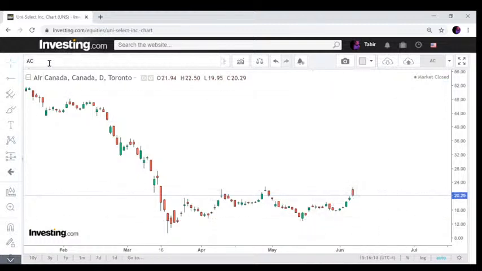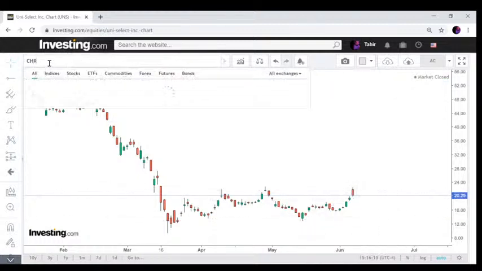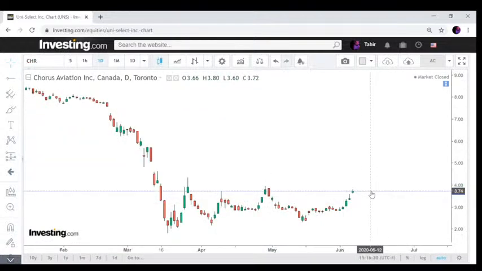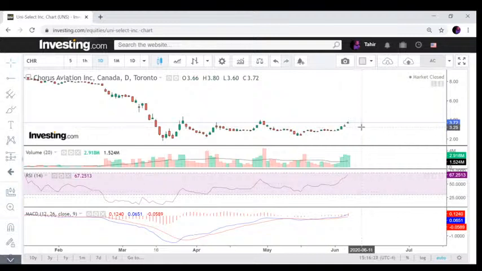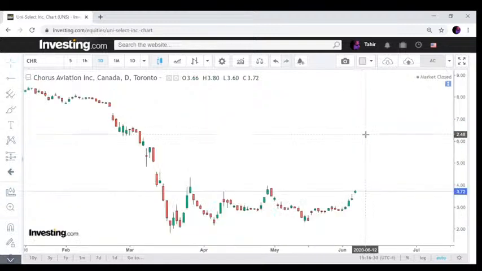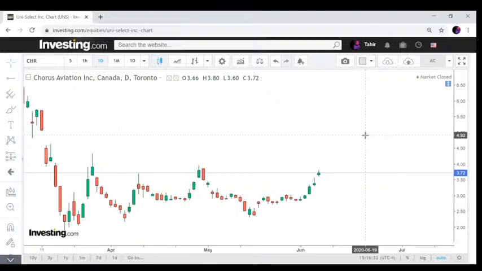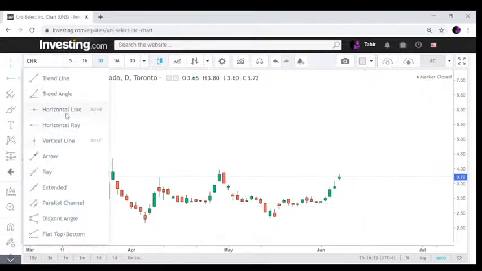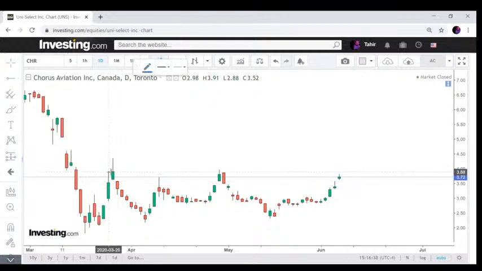So it moves with the same pattern. The only difference is the price. The price of CHR is less. Air Canada stock is high. So both these stocks go together. The only different thing in CHR is that it has a green candle. Otherwise everything is the same. If I can just zoom in. It is also at its resistance level, same as AC.